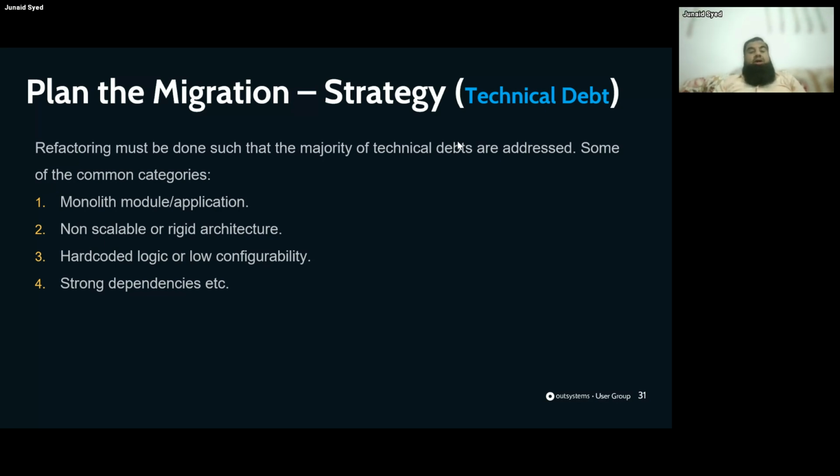So some of the key technical debts that we came across are monolith modules, non-scalable or rigid architecture, hard-coded logic or low configurability, and strong dependencies. So these are mainly some of the key technical debts that we came across, and in our case as well, we picked up some of them to address during our migration work.